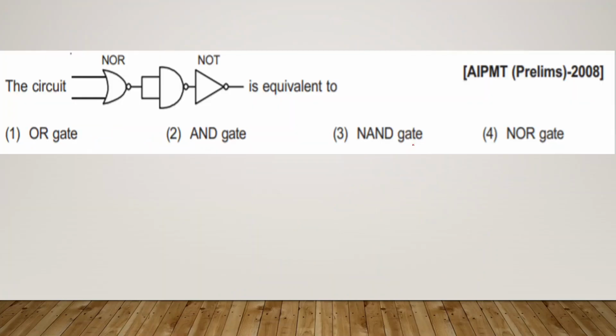Okay. This question was asked in All India Pre-Medical Test 2008. He has given a circuit. He is asking you to find its equivalent. Yesterday also we discussed this problem.